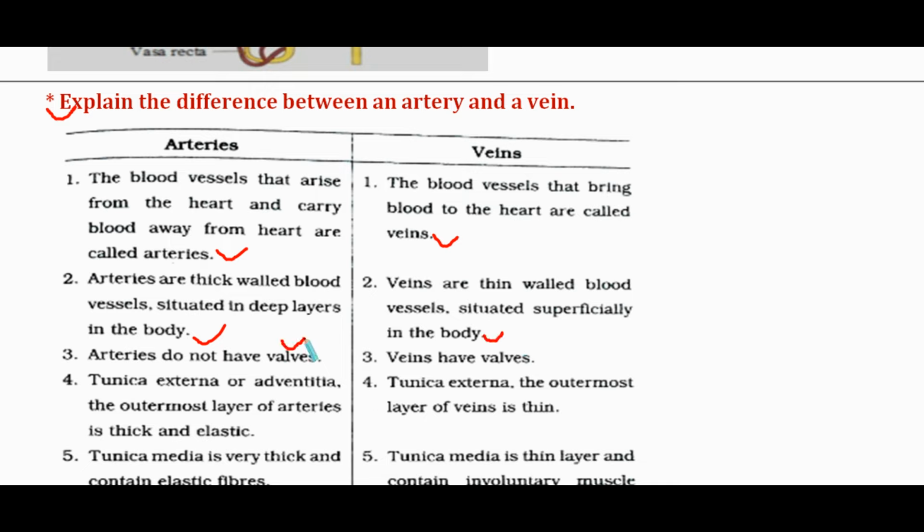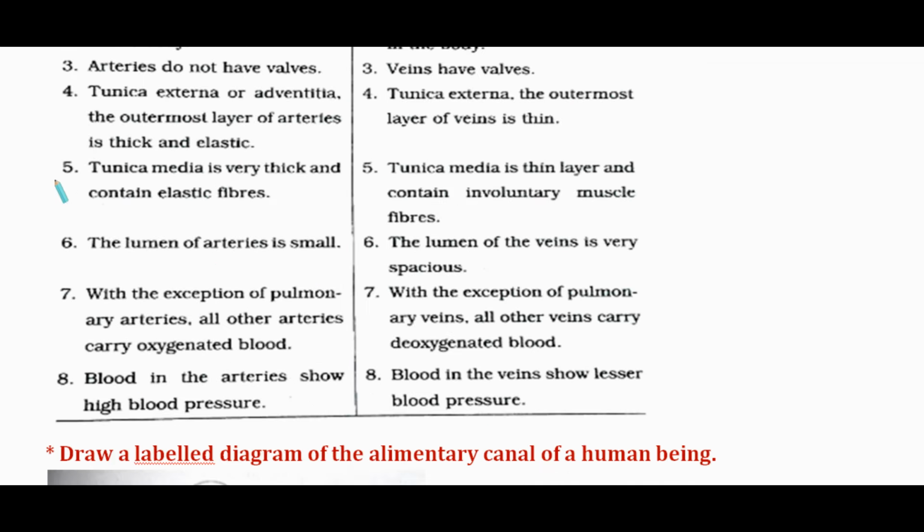Arteries do not have valves. Veins have valves. Tunica externa or adventitia, the outermost layer of the arteries, is thick and elastic. Tunica externa, the outermost layer of the veins, is thin. Next, tunica media in arteries is very thick and contains elastic fibers. Tunica media in veins is thin and contains involuntary muscle fibers. The lumen of arteries is small. The lumen of the veins is very spacious.